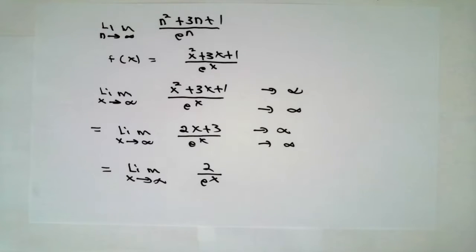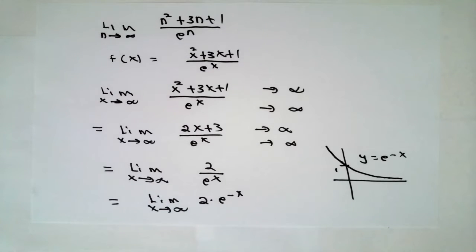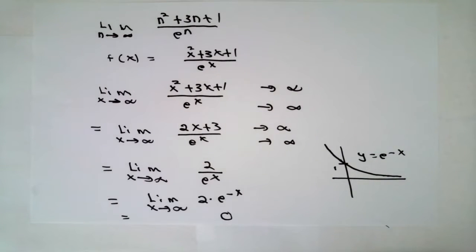If I wanted to, I could rewrite the thing I'm taking the limit of as this. And remembering what the graph of y equals e to the minus x looks like, we can see that e to the minus x rapidly approaches 0 as x increases. 2 times something that's close to 0 is also close to 0. So this tells me that the limit as n tends to infinity of n squared plus 3n plus 1 over e to the n is actually 0.